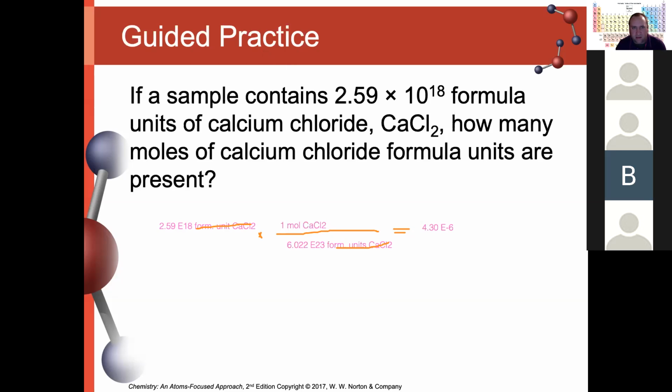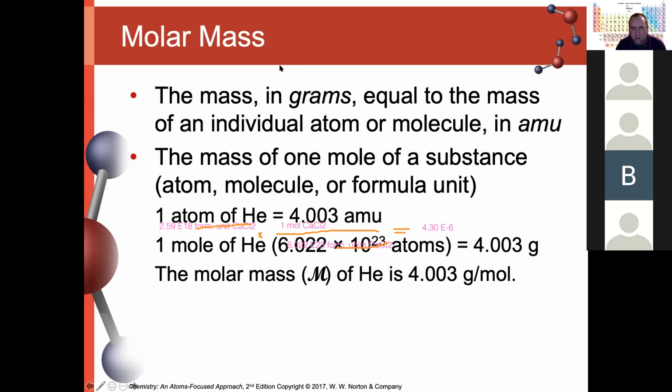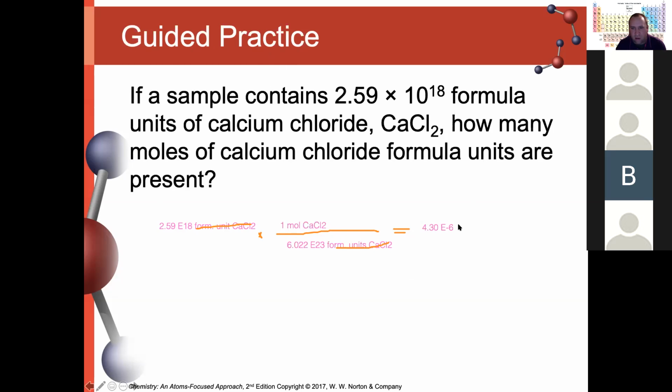And that is moles of calcium chloride. Okay.